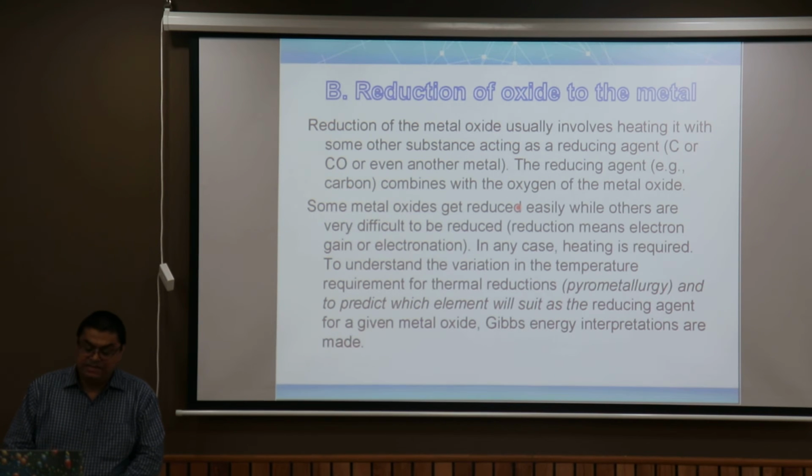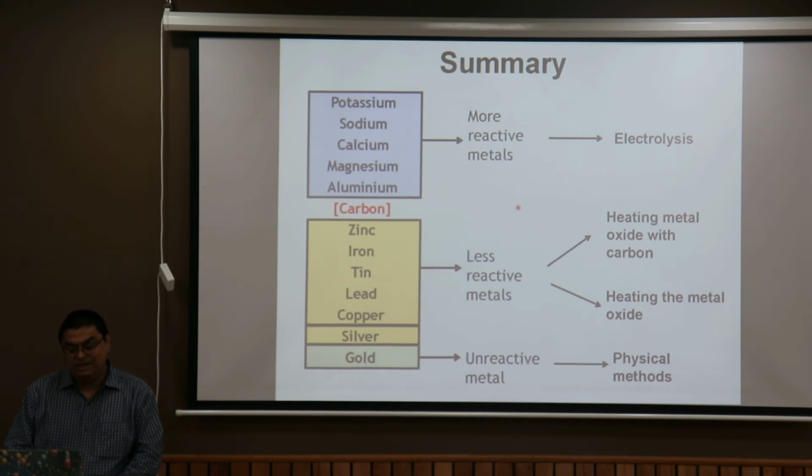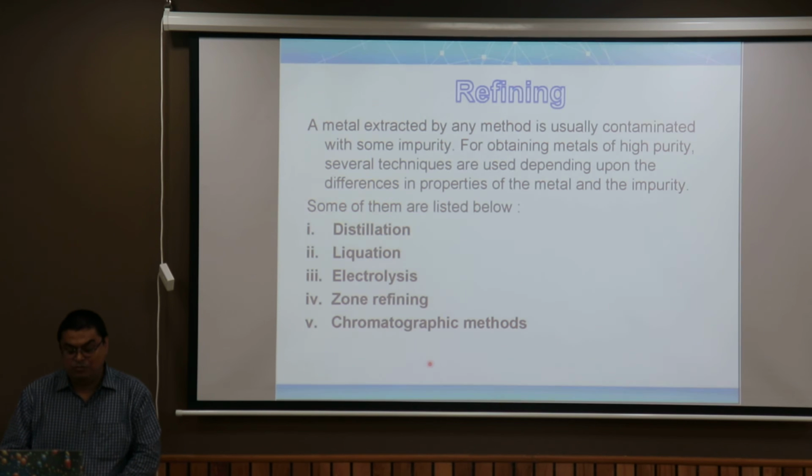Reduction of the oxidized ore to the metal depends on the position of the metal in the electrochemical series. The more reactive metals are electrolyzed, whereas the less reactive metals are heated with carbon and reduced in the carbon reduction process, whereas the unreactive metals undergo self-reduction or auto-reduction.